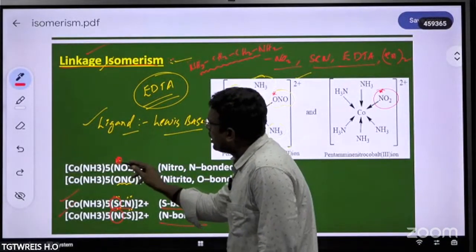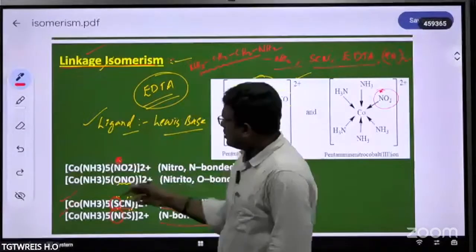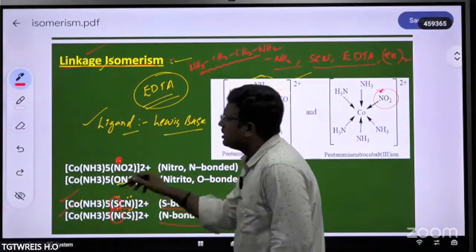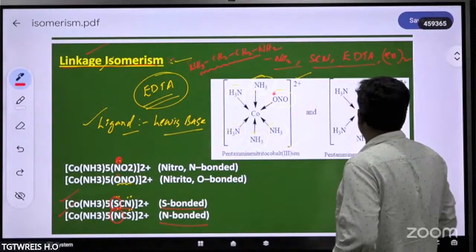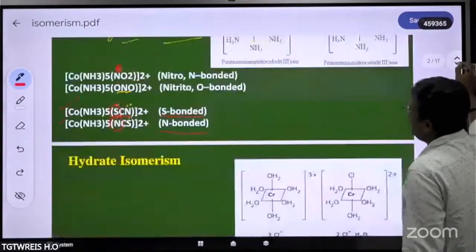So in NO2, nitrogen is acting as a ligand, and in ONO, oxygen is acting as a ligand, right? This is linkage isomerism.